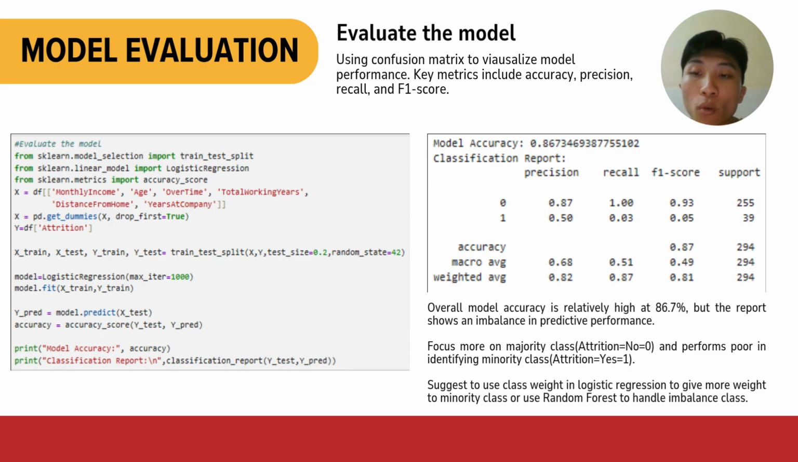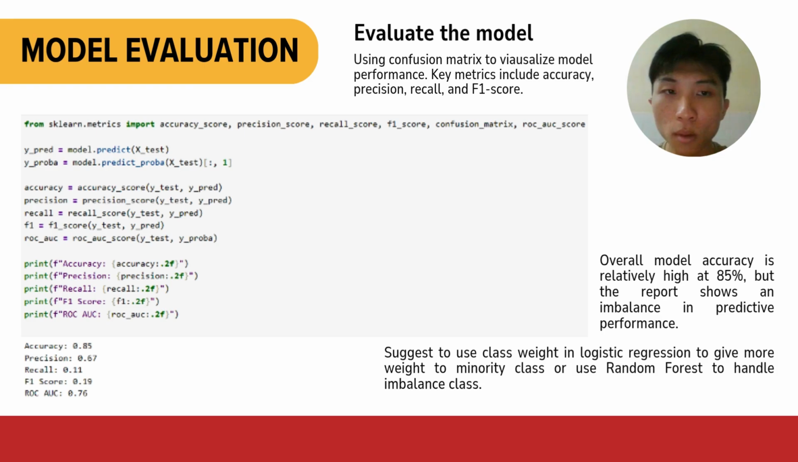This model will miss most of the attrition cases, so we suggest using class weights in logistic regression to give more weight to the minority class, or using the random forest to handle the class imbalance. However, for the second model, the random forest classifier, we found the overall accuracy of the model is 85%, and it also gives a high precision, as 78% of all employees predicted to leave actually did. However, there's a low recall as the model only correctly identified 11% of those who left. There is also a low balance between precision and recall as the F1 score is only 0.19.